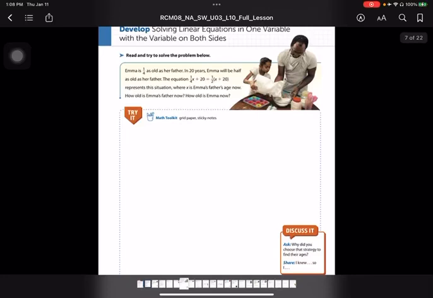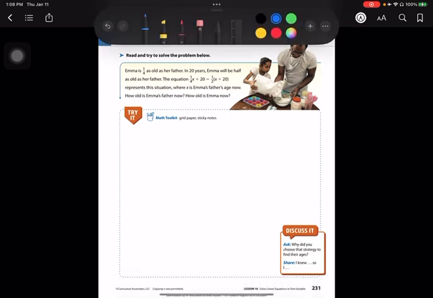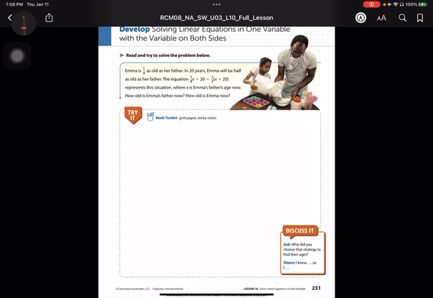Equations in one variable with the variables on both sides. You should all be on page 231. All right, so we're going to start off by reading the problem. We can read it together.